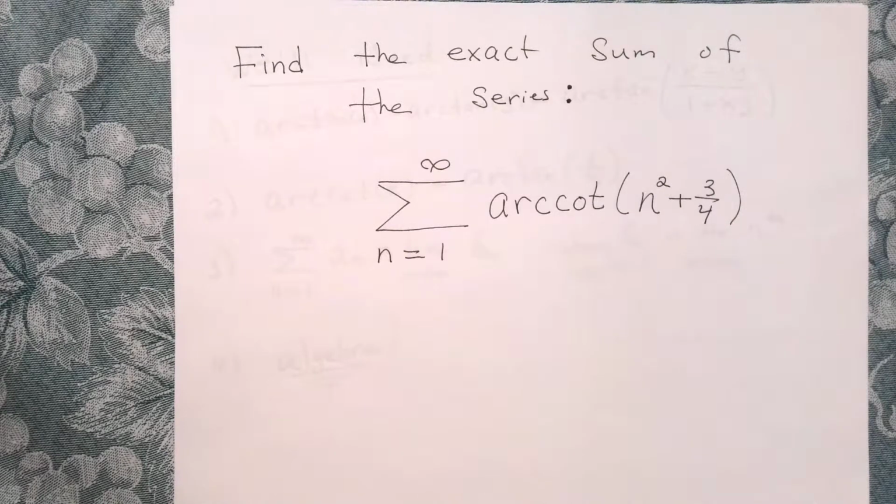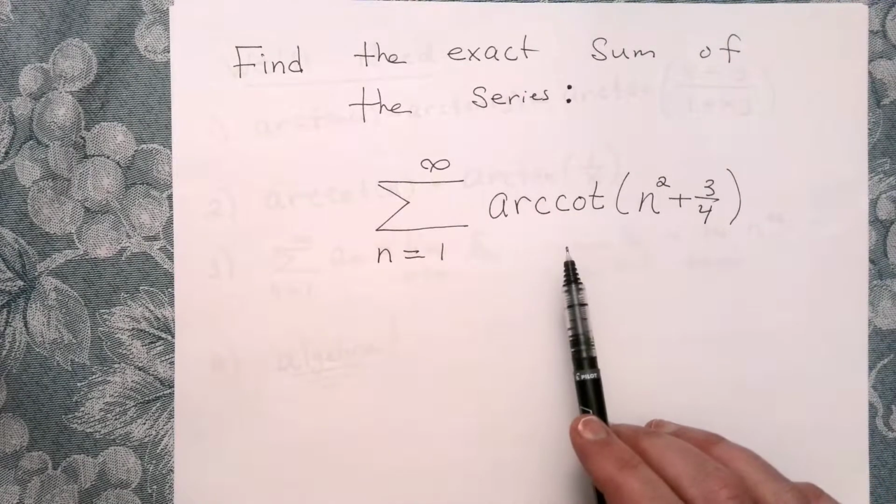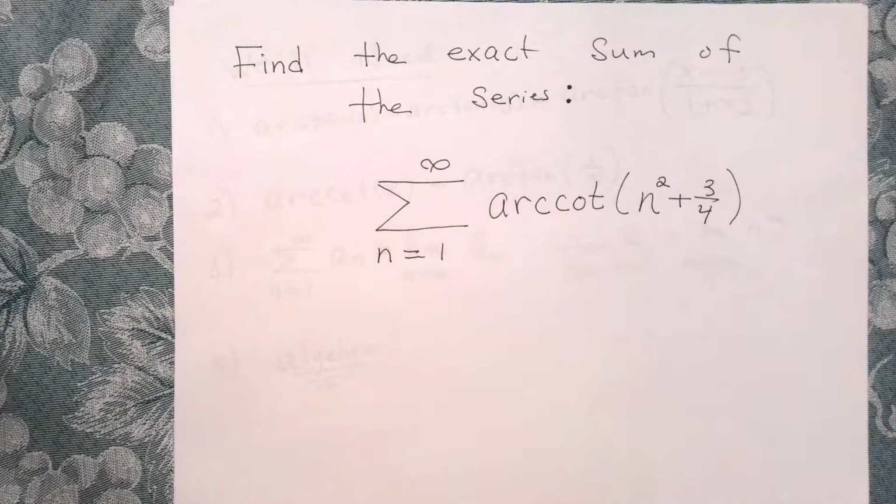Hey everybody, welcome back. I've got a really nice infinite series for you. So we want to find the exact sum of this. This is the series from n equals 1 to infinity of arccotangent of n squared plus 3/4.